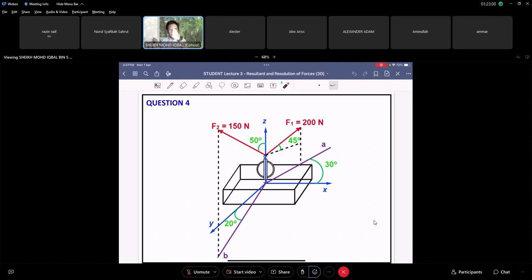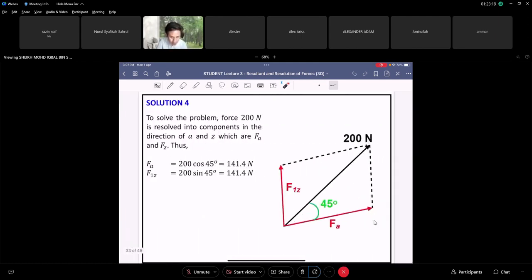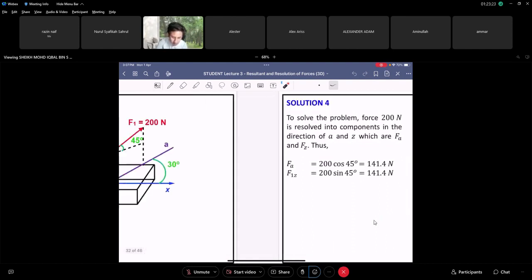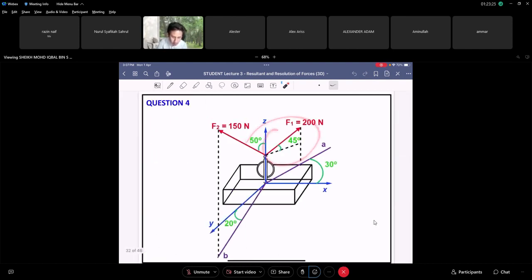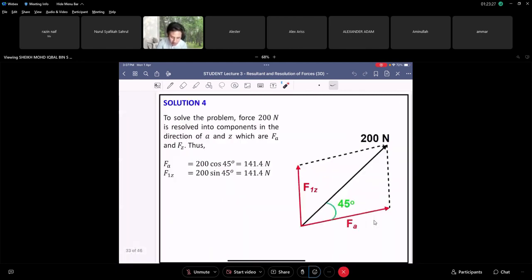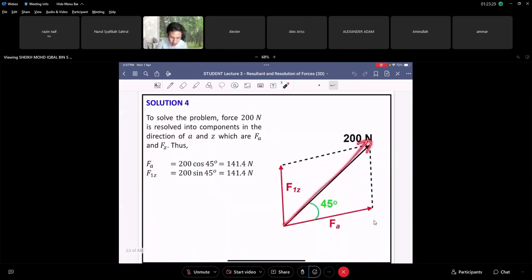Because right now it's something like this, right? So we need to find this one here so that we can find it on the XY plane after that, right? So find this one first, and then you can resolve it on the XY plane later, right? So this one is actually this one, right? 200 Newton, 45 degree, right? So 200 Newton, 45 degree.